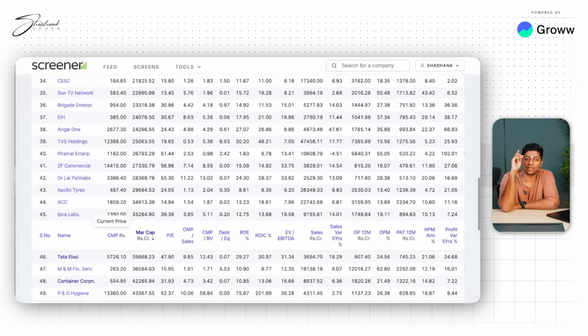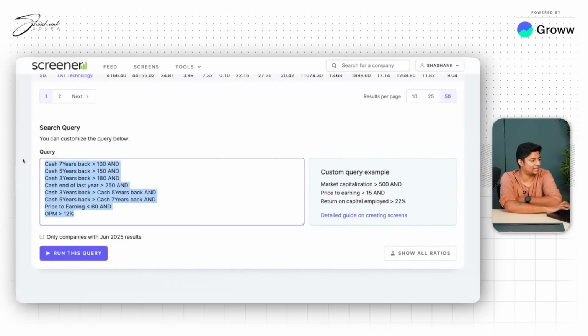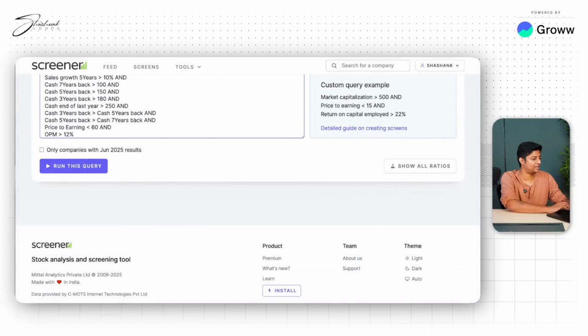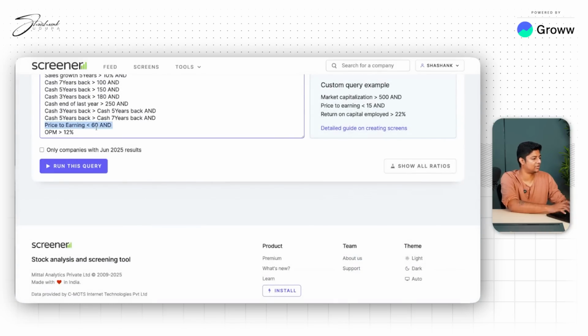So even in that first screen, if you want to make it even more refined, you can copy paste this entire screen. So I can go back here. Okay. Go copy this, go to my fundamental screen, put an AND here, paste it. Okay. Because I think now these two I will remove because I've already put OPM on top.